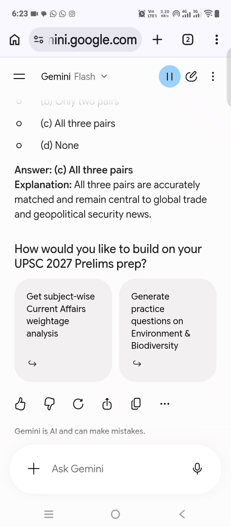A. Only one pair. B. Only two pairs. C. All three pairs. D. None. Answer: C. All three pairs. Explanation: All three pairs are accurately matched and remain central to global trade and geopolitical security news.